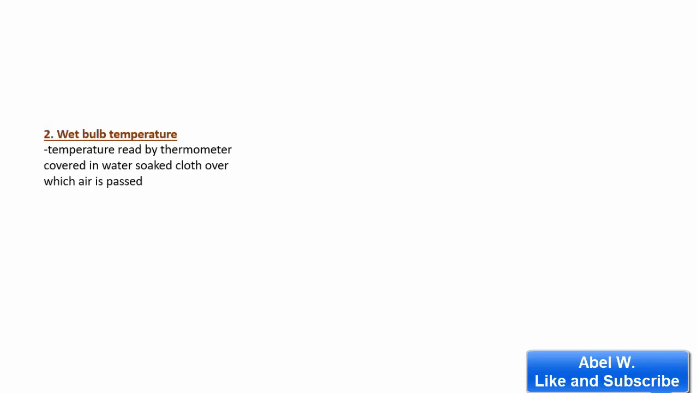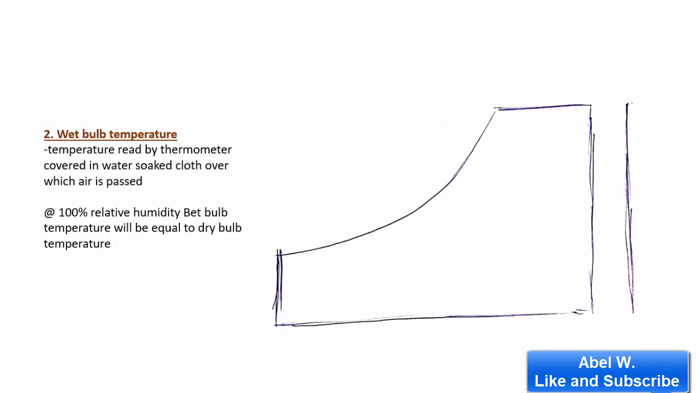The other property is the wet bulb temperature. It is the temperature read by a thermometer covered in a water-soaked cloth over which air is passed. This wet bulb temperature is most of the time lower than the dry bulb temperature, but at 100% relative humidity, wet bulb temperature will be equal to dry bulb temperature. On the psychrometric chart, the wet bulb temperature is represented with inclined lines. So these inclined lines show the wet bulb temperature.